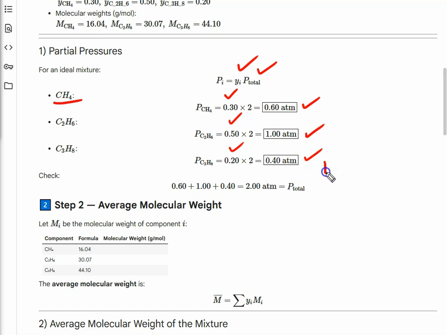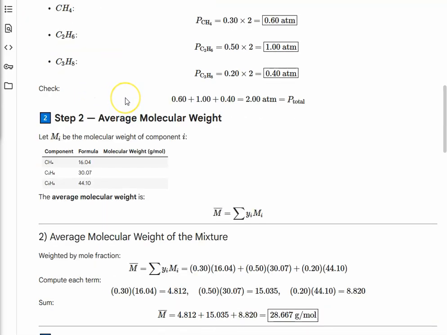And we know that P total is equal to the summation of the partial pressures. So the partial pressure of methane is 0.6, ethane is 1 and propane is 0.4, so that is 2 atm. So we know that P total is also 2 atm. Now we have to calculate the second quantity, that is the average molecular weight.